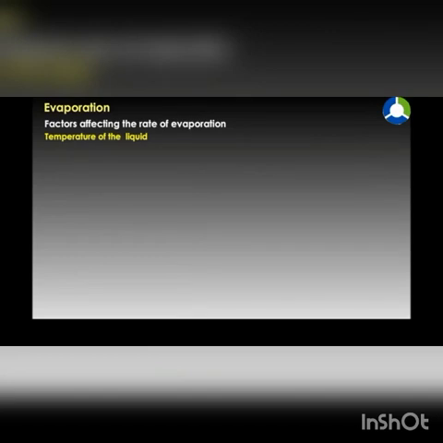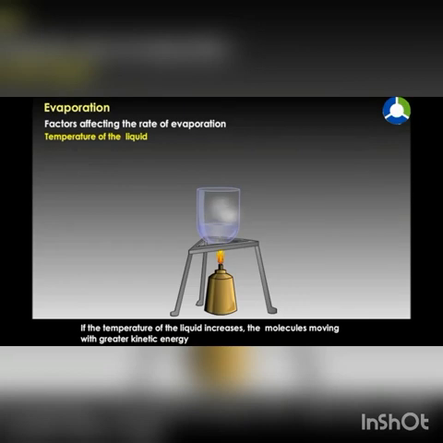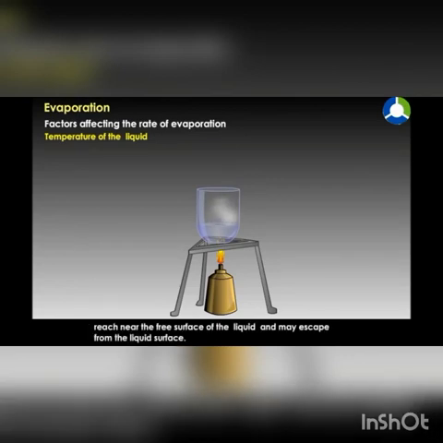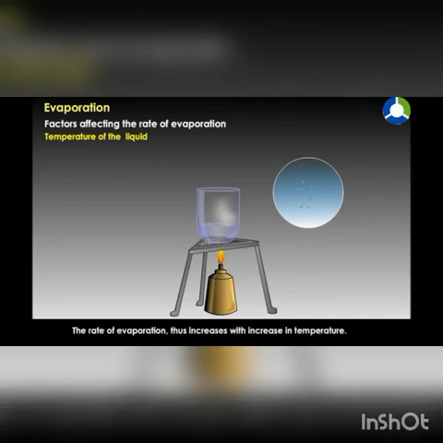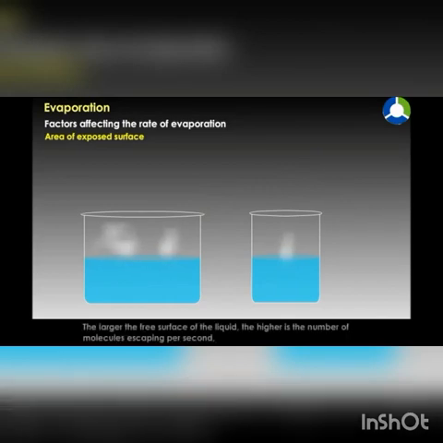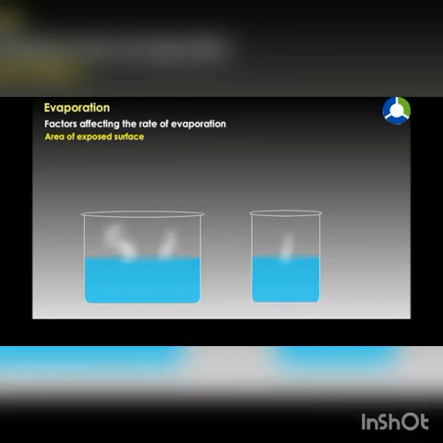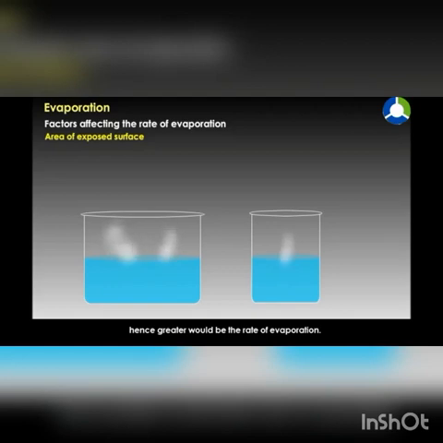Factors affecting the rate of evaporation. Temperature of the liquid. If the temperature of the liquid increases, the molecules moving with greater kinetic energy reach near the free surface of the liquid and may escape from the liquid surface. The rate of evaporation thus increases with increase in temperature. Area of exposed surface. The larger the free surface of the liquid, the higher is the number of molecules escaping per second. Hence, greater would be the rate of evaporation.